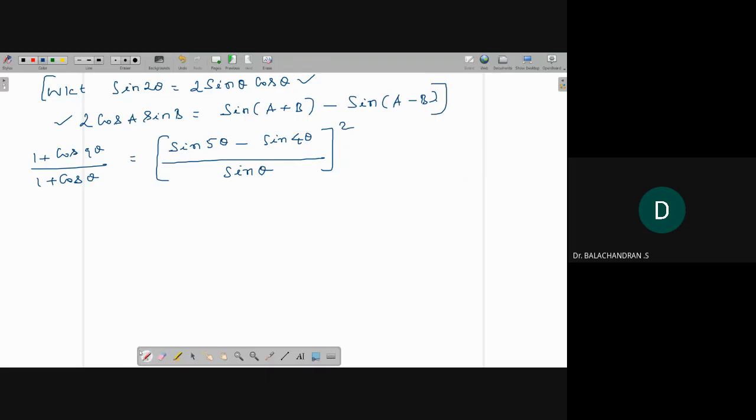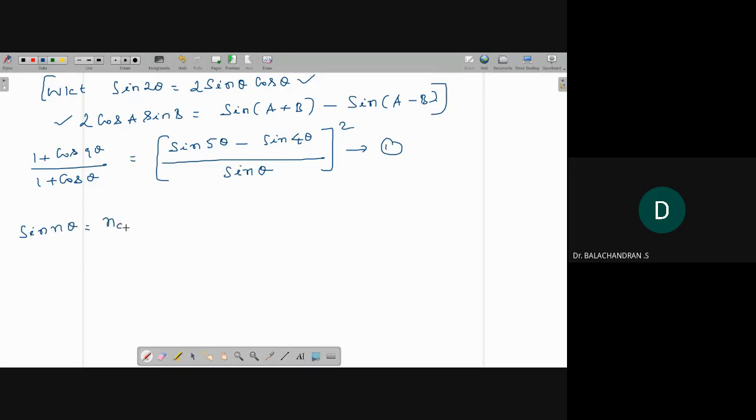So, I call this equation 1. Now I need sin 5 theta. What is sin 5 theta? What is the sin n theta formula?